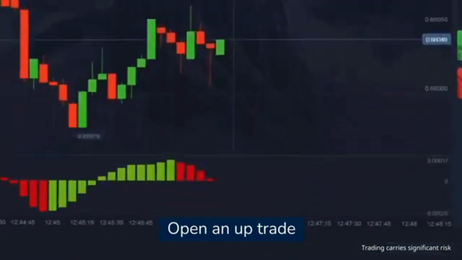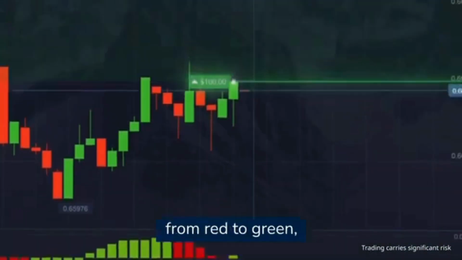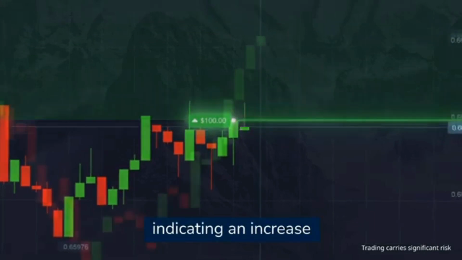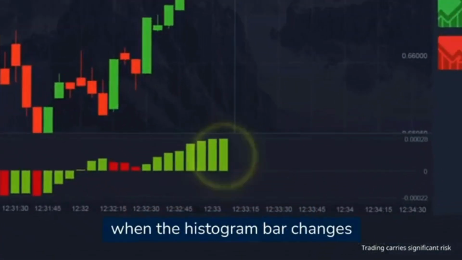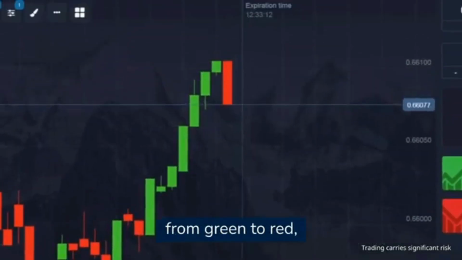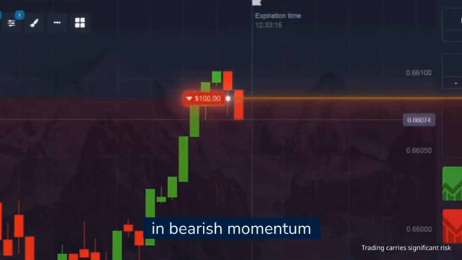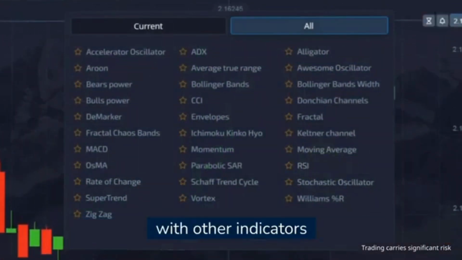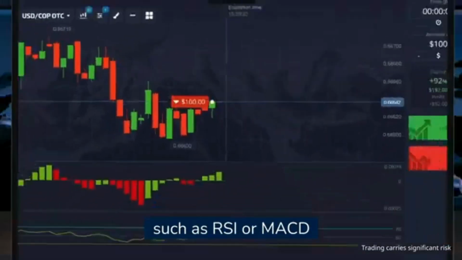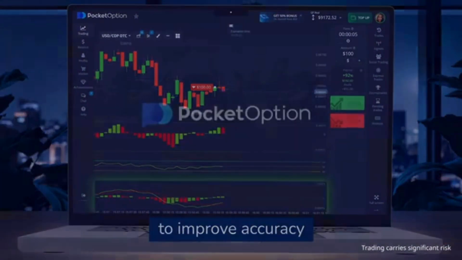Open an up trade when the histogram bar changes from red to green, indicating an increase in bullish momentum. Open a down trade when the histogram bar changes from green to red, indicating an increase in bearish momentum. Combine Accelerator Oscillator signals with other indicators such as RSI or MACD to improve accuracy.